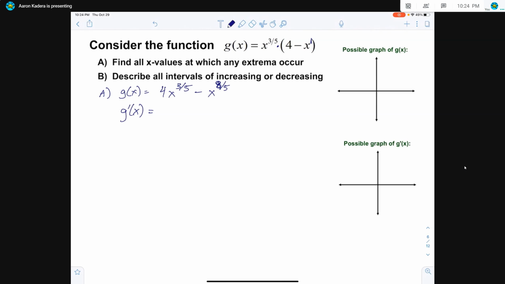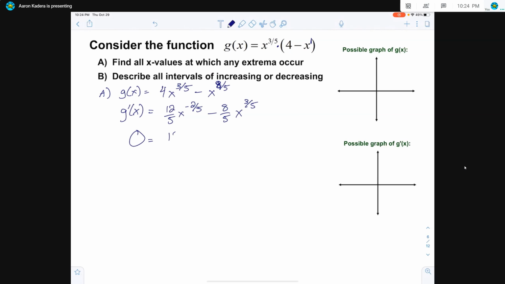And I will get 12 over 5 x to the negative 2/5. Oh, that's starting to look really ugly. And it is, I agree with you, but this is just the way it is sometimes. So we'll bring this down in front, so 8/5, and then we'll drop the exponent by 5/5 or 1, and we'll get 3/5. And now let's just rewrite this. I have a negative exponent. So again, we're looking for critical values. That's where the derivative equals 0. So let's just take a look at that.